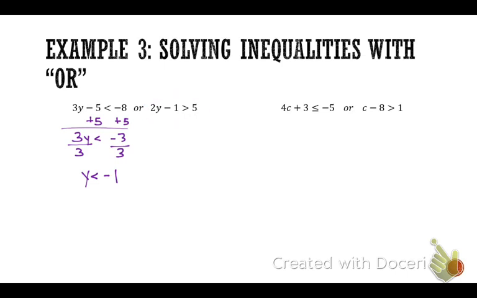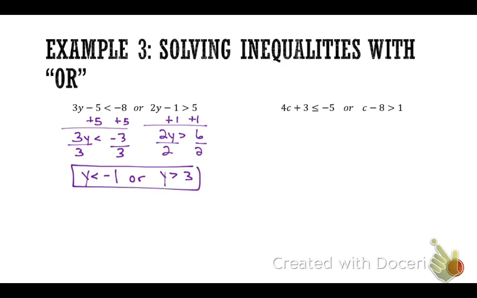Now, solve the other one. So, what do I do first? Guys, stay with me. Add 1 to both sides. 2y is greater than 6. Divide both sides by 2. And y is greater than 3. Now your or goes in between them. So what it's saying is that your solution can be less than -1, or it can be greater than 3.